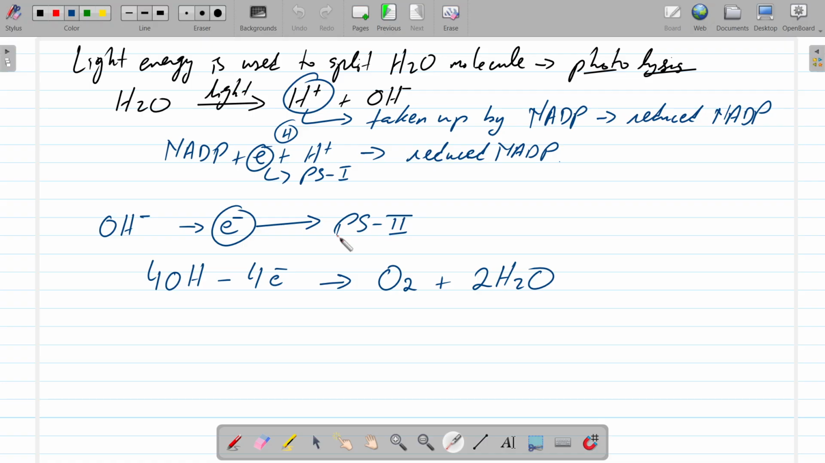After this, the next time we will delve into the light independent stage. And after that, talk about limiting factors, and then we'll be done with the chapter of photosynthesis. Any questions?